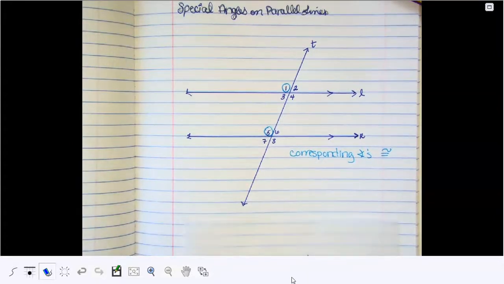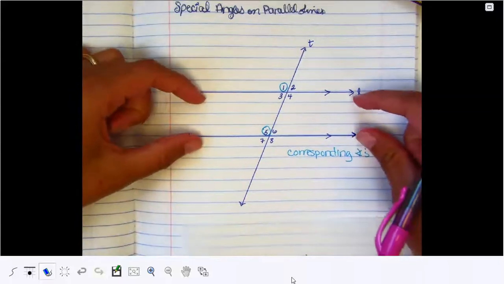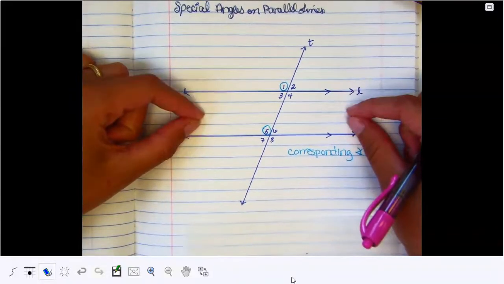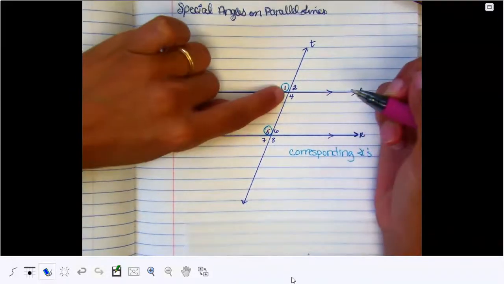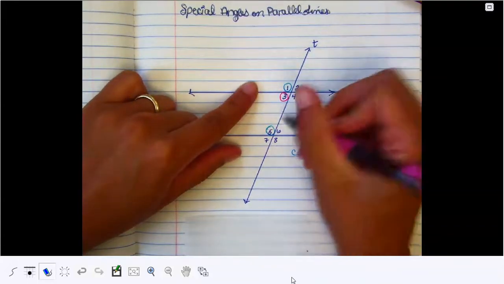Alright, the other special types were alternate interior angles. So for alternate interior angles, I'm going to take a different color. Interior means that they're inside of the parallel lines. Alternate means that they're on the opposite sides of the transversal. So we will have 3 and 6.